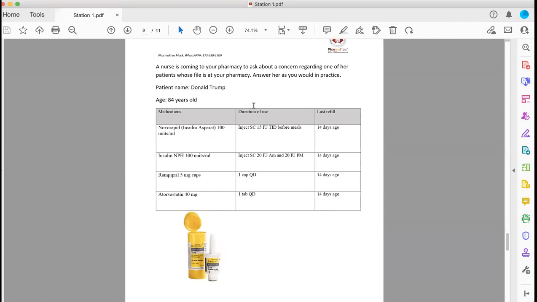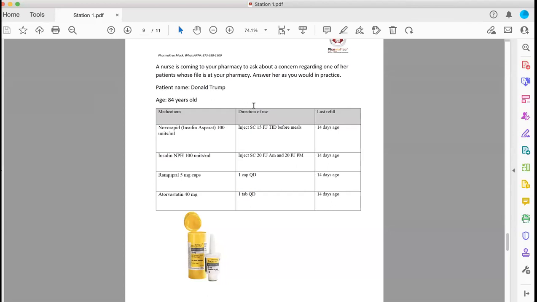Hello, I'm Golrang, the pharmacist on duty. How may I help you today? Yes, dear. I'm Jennifer, a nurse who's taking care of Mr. Donald Trump. He has his file here, I think. He's 84 years old and he's taking several medications with you guys. So I have a concern about his general status.